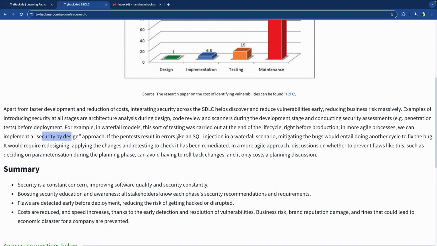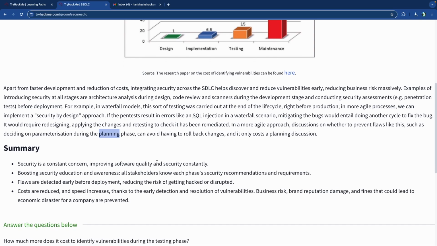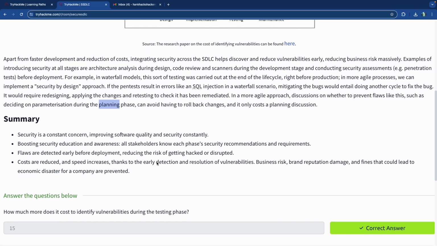So if the pen test results in errors like an SQL injection in the waterfall scenario, mitigating the bugs would entail doing another cycle to fix the bug, meaning you've got to go from the top again and redo everything. So it requires redesigning, applying the changes, retesting, and making sure that it's actually been remediated. In the agile model, discussions on whether to prevent flaws such as parameterization during the planning phase can avoid having to roll back and go back to the beginning and start everything all over again. So agile seems to be the best approach to software development security.